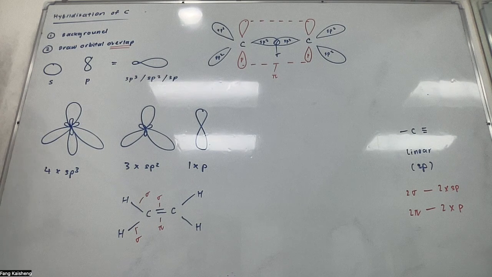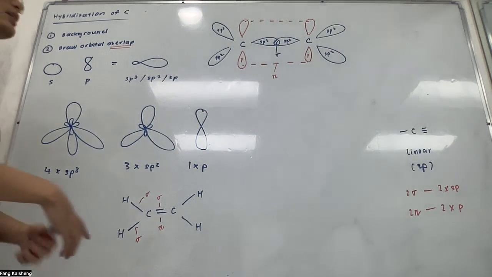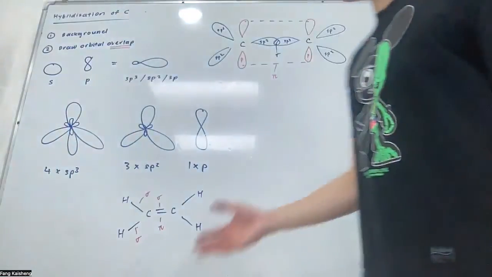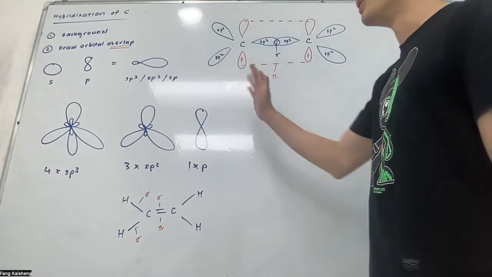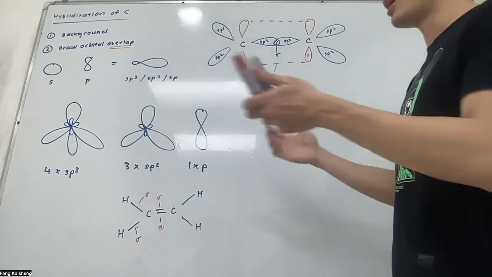Okay, let's look at our final hybridization. This one, the diagram might look a bit messy, so it's good to use different colors. But first things, let's look at the final hybridization, sp. Let's draw the orbitals first. Don't draw the overlaps yet. So how many were there?